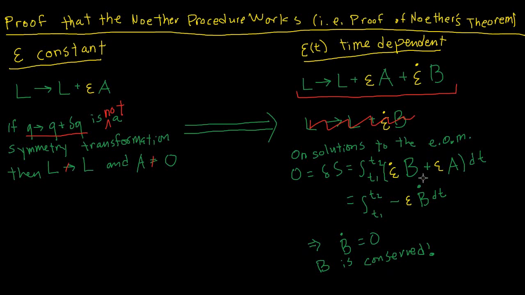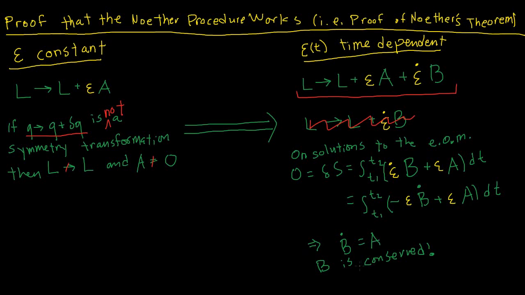And over here, we have to write another term, plus epsilon times A here with a dt. And notice we just have this epsilon here and here. We don't have epsilon dot in either place. So finally, we don't have that B dot is conserved. Now we have that B dot equals A.